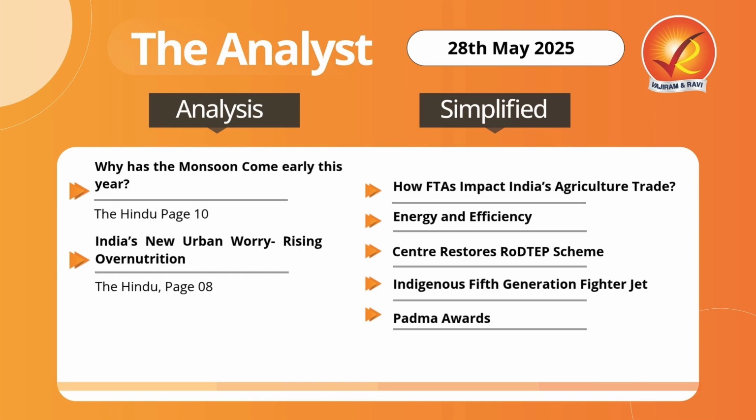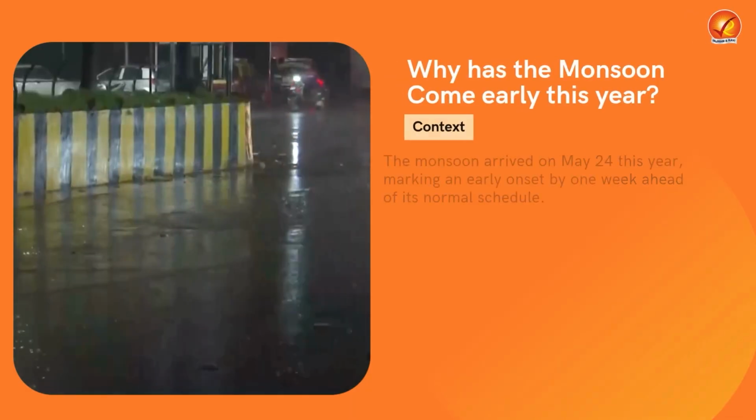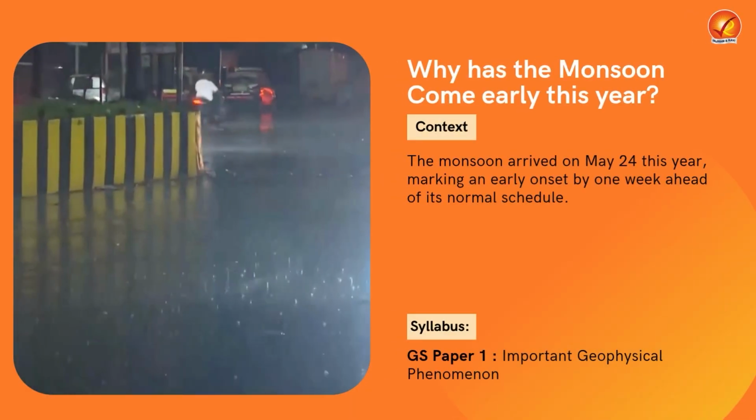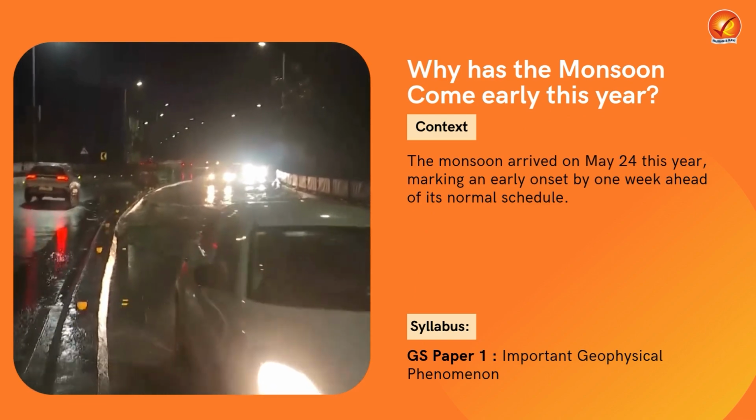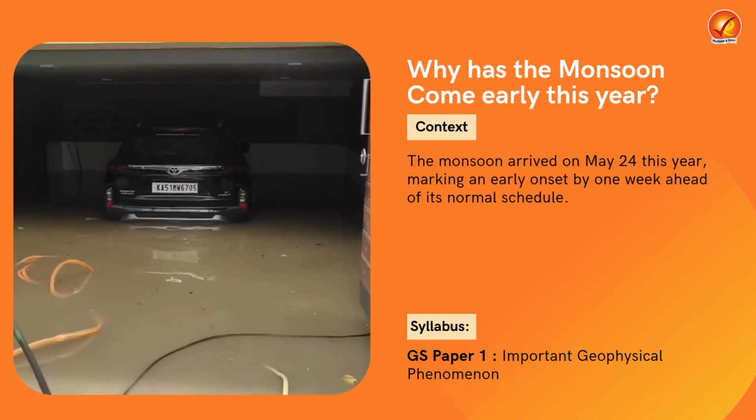Today again we will be discussing some important topics that have appeared in today's The Hindu and The Indian Express newspapers, which are very relevant for your examination. In our first topic we will look into various aspects of monsoon in India, its early arrival, mechanism and its impact on agriculture and economy as a whole.